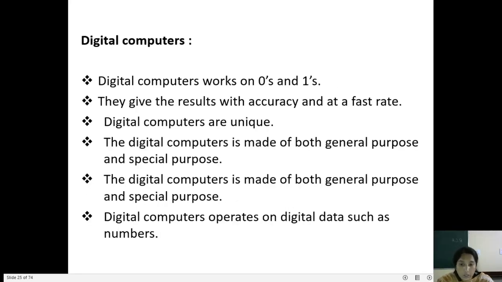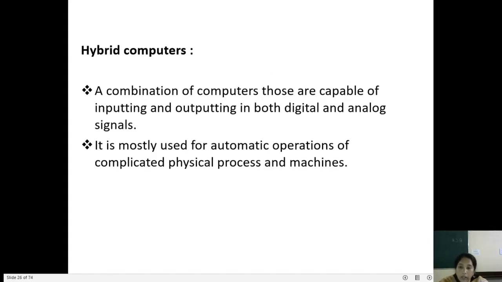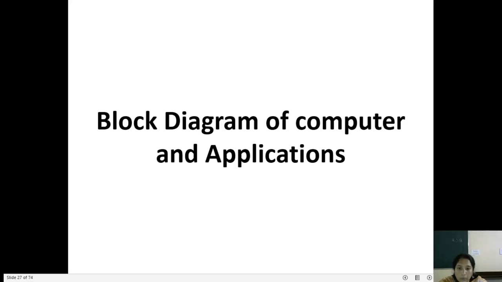And the next is digital computers. Those computers work on zeros and ones, and they give the result with accuracy at a fast rate. It is similar to general purpose and specific purpose. And I just now told you about the hybrid computer, and let's understand the block diagram of a computer and its applications.